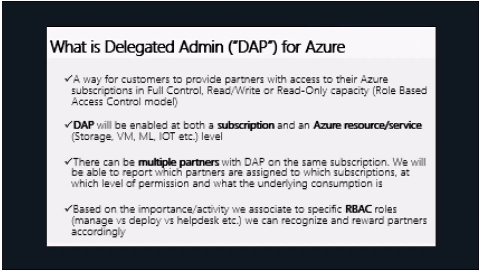And then there can be multiple partners with DAP on the same subscription because it goes down to the resource granularity. So we'll be able to report which partners are assigned to which subscriptions at which level of permissions and what the underlying consumption is. Based on the importance or activity, we will associate the specific role-based access control models and roles, manage, deploy, help desk, etc. We can recognize and reward partners for these accordingly. So this is huge and very exciting.